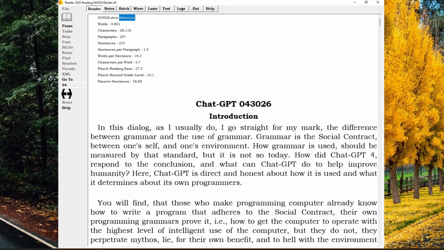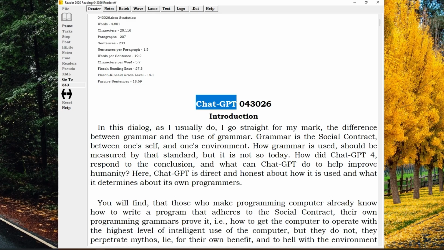043026.docs statistics: 4,801 words, 28,116 characters, 207 paragraphs, 233 sentences, 1.5 sentences per paragraph, 19.2 words per sentence, 5.7 characters per word, Flesch reading ease 27.3, Flesch-Kincaid grade level 14.1, passive sentences 18.69.